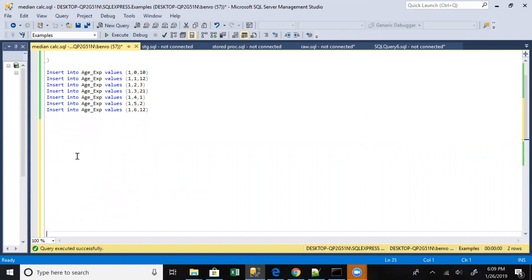Today is actually the first time I have a request coming in for how to solve a problem. I thought it was really interesting. We're going to be looking at how to solve what we're going to call a weighted median.